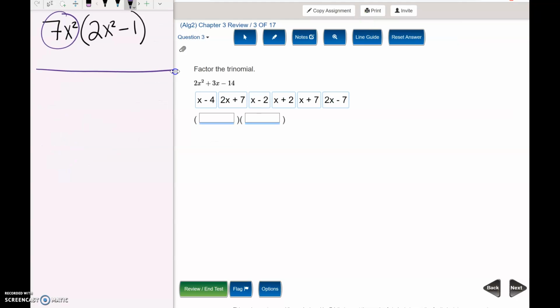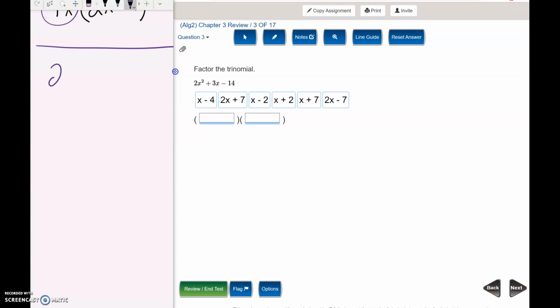This time when we factor the trinomial, there's a number in front: 2x squared plus 3x minus 14. When there is a number in front, we need to multiply those two numbers together. So we're actually looking for two numbers that multiply to give us -28. Those same numbers need to add up to 3.